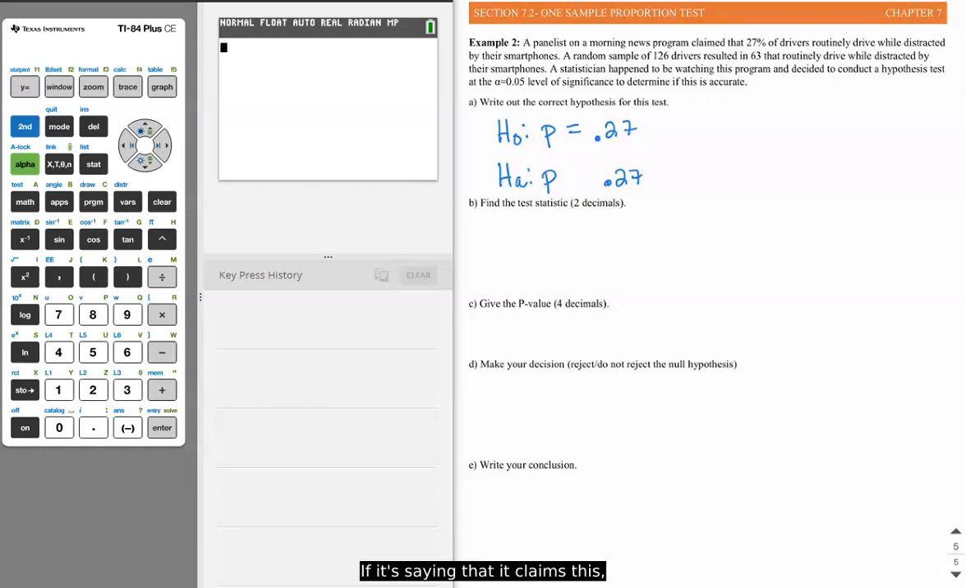So if it's claiming this and they're trying to determine if it's accurate, it's not really saying greater than or less than, it's just saying it's not this. So it's going to be not equal to. This is going to be a two-tailed test.